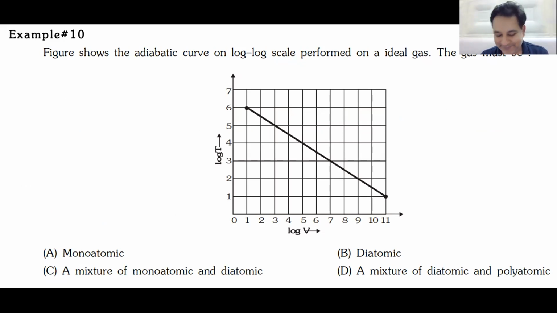The gas must be. This is how questions are framed, beta. Do not get trapped. It's a log-log scale. T and V. Log T, log V. I'm waiting for the answers. Option C. How did you get option C?